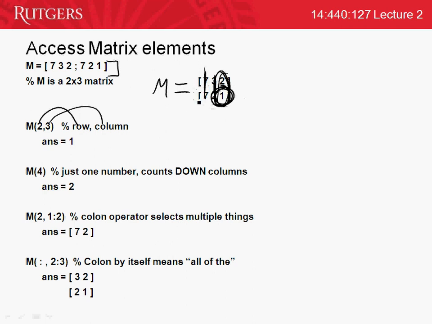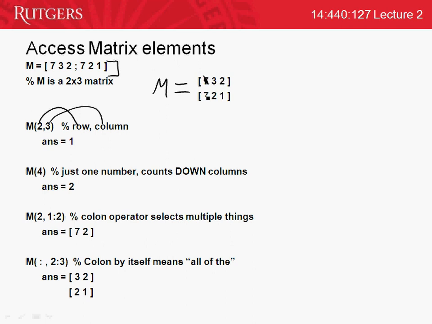You can also use just a single number to index and basically access matrix elements. So here if you use a single number, you say, I want the 4th element of the matrix M. The way it counts is down the columns. So this is your first element, 2nd, 3rd, 4th, 5th, 6th. Right, so let me do that one more time.